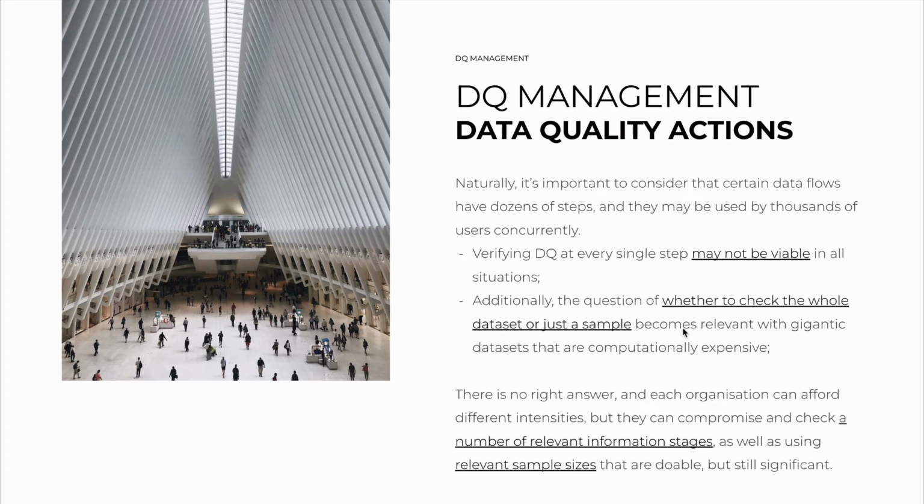If you have a list of 20 customer addresses, obviously you can profile the full database. But if you have a list of 2 million records, it may be useful to take a sample of 100 instead of analyzing the 2 million, especially if processing resources are limited, or if it's a database for real-time critical operations. So situations can be very different, and there is no right answer here, right? Each organization can afford different intensities of profiling and remediation, and they can check a number of relevant information stages as well as using a relevant number of sample sizes, which may be doable but still significant.